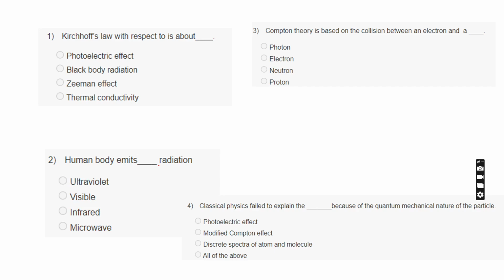Even try to answer these 4 questions, then we will go to the next one. Ma'am, what's the answer for the first question? Kirchhoff laws with respect to... So first we discussed today itself, right? What will be the answer for that? Kirchhoff's law discussed black body radiation.